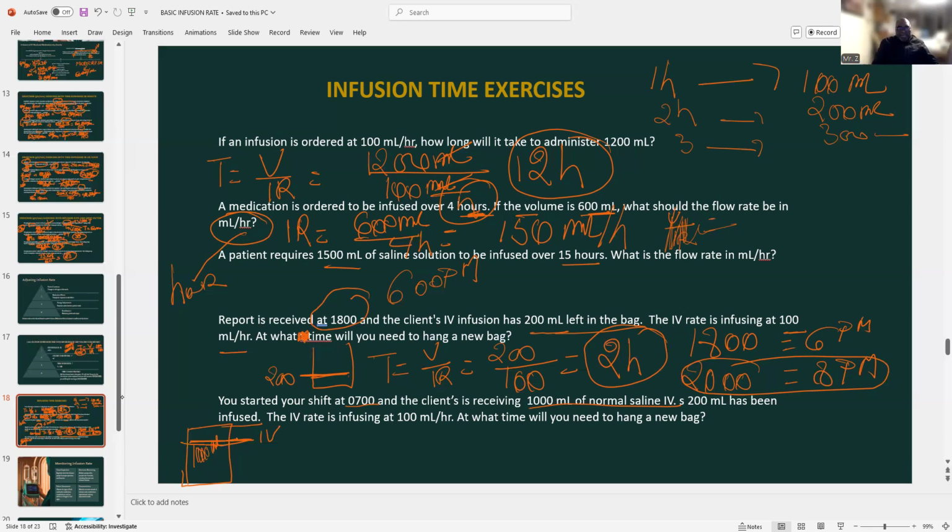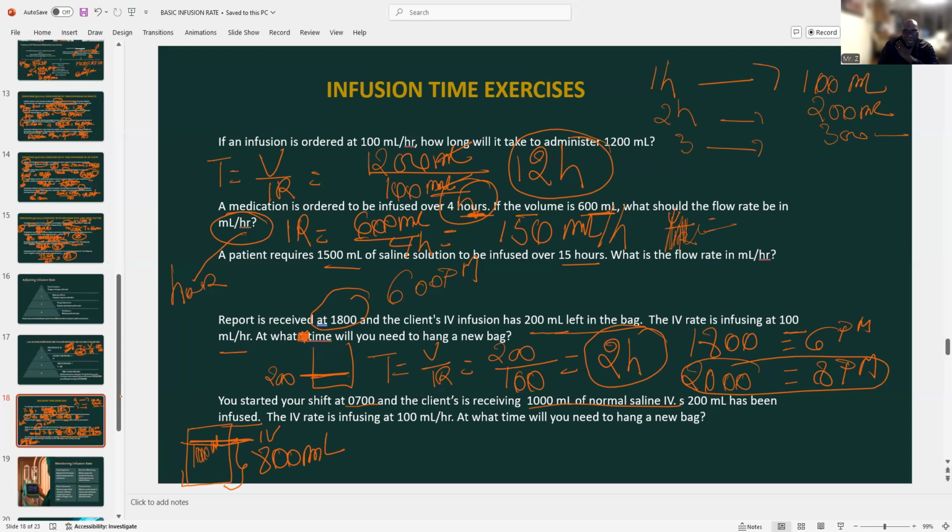Correct. So you have 1,000. 200 has been infused. You see, the IV is running. 200 milliliter has been infused. So what is the total milliliter remaining in the bag at that time? Good job. It's only 800. So now we have identified the quantity remaining in the bag, which is 800.